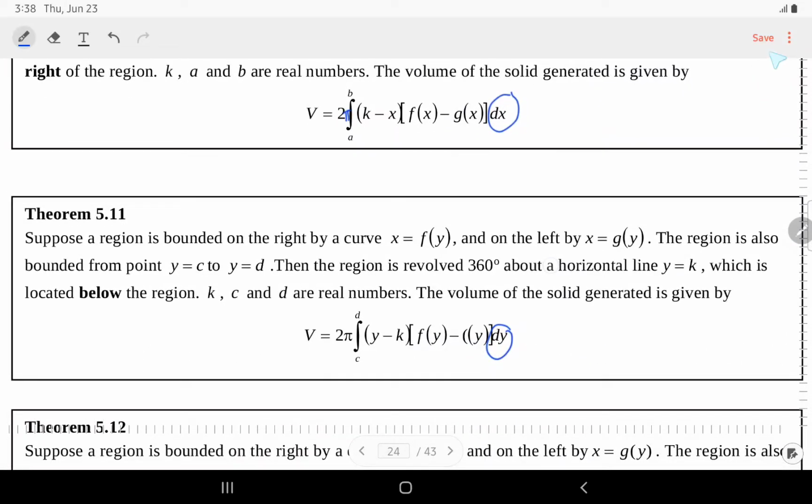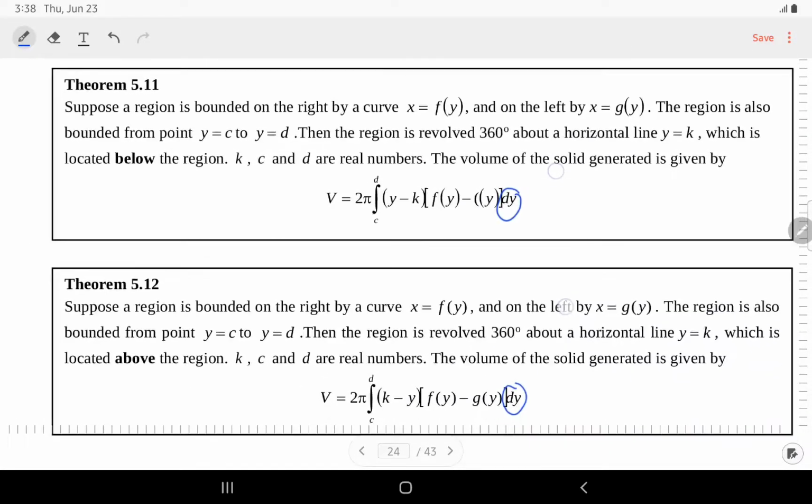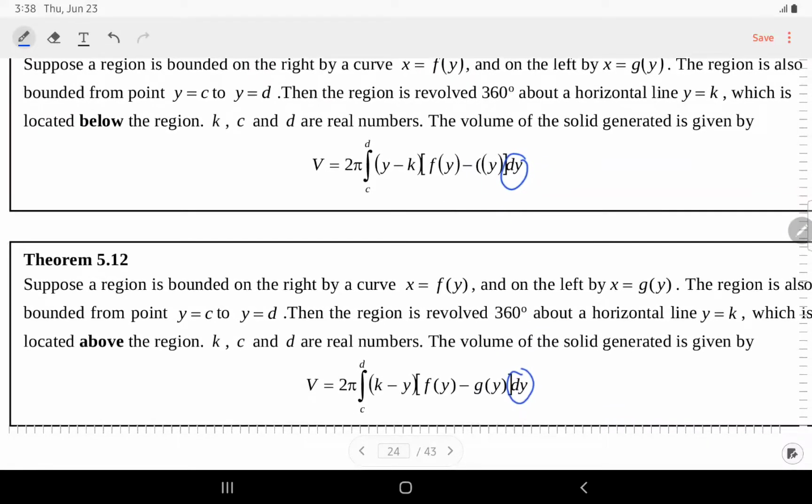For theorems 5.11 and 5.12, they are similar because they involve integration with respect to dy. In the setup of the function here, we need to write y minus k. Meanwhile here it is k minus y. This one is function f minus g, and this one is also f minus g. But this time the functions must be written in terms of the variable y only. The variable x cannot be in here because we want to integrate with respect to dy.